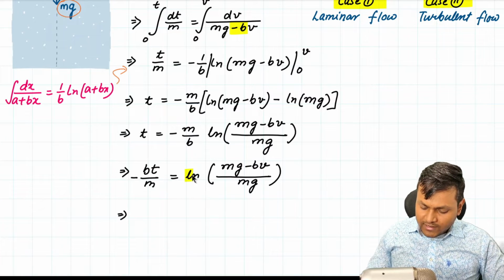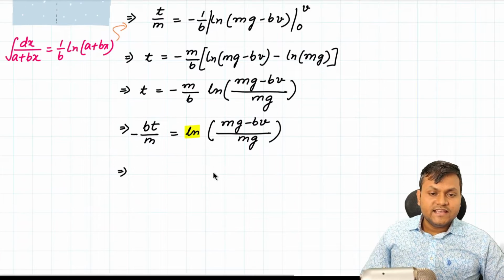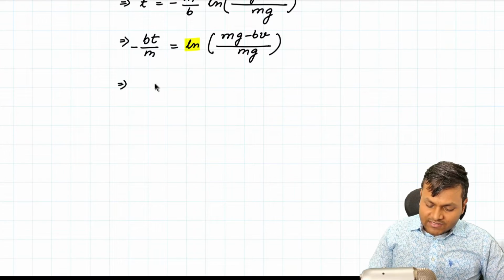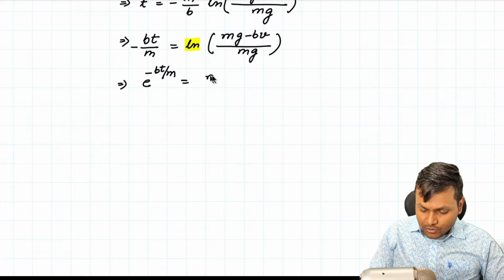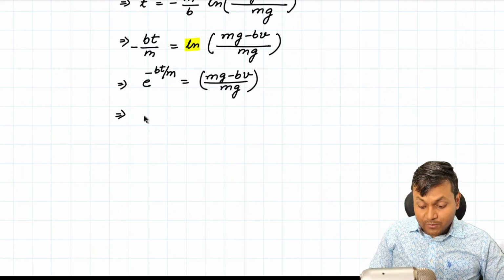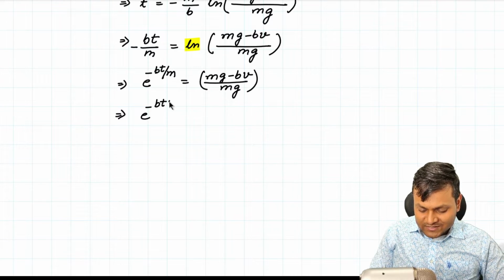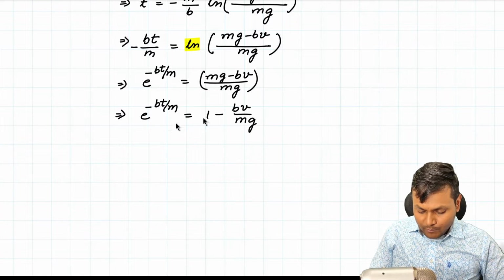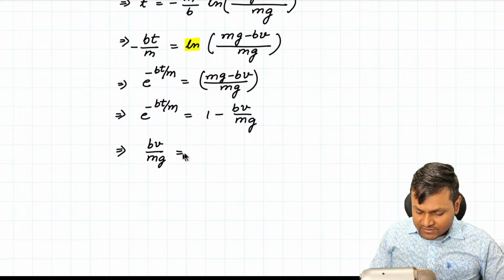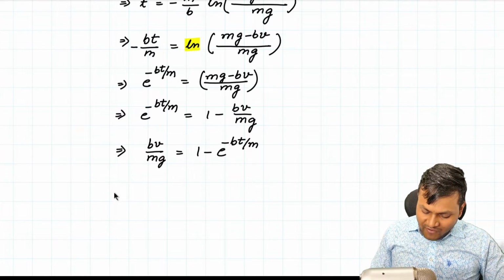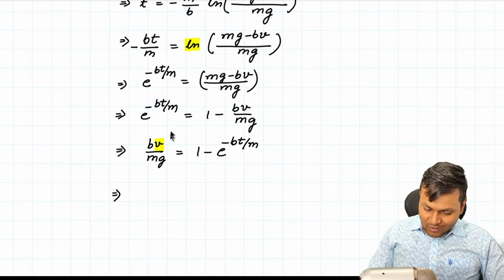Since this is a natural log, I can take the exponential of both sides. In that situation, I have e to the power minus bt upon m is equal to (mg minus bv) upon mg, which can be further simplified to e to the power minus bt upon m is equal to 1 minus bv upon mg. If I rearrange the terms, bv upon mg I bring to the left hand side, and this becomes 1 minus e to the power minus bt upon m. So finally I have an expression for the velocity here.